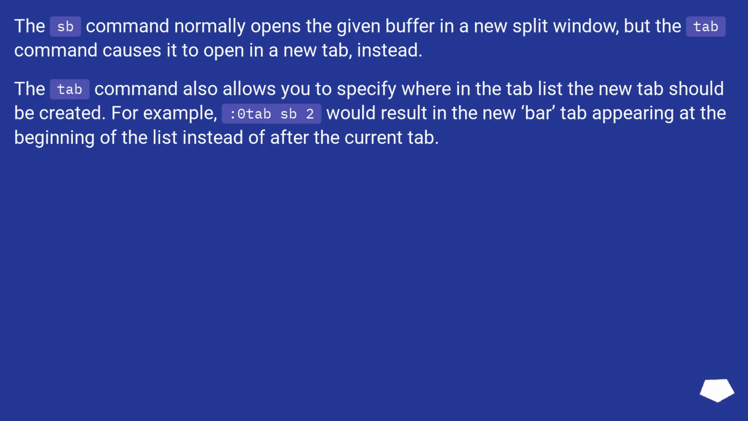the :sb command. Normally it opens the given buffer in a new split window, but the :tab command causes it to open in a new tab instead. The :tab command also allows you to specify where in the tab list the new tab should be created. For example, :0tab sb2 would result in the new tab appearing at the beginning of the list instead of after the current tab.